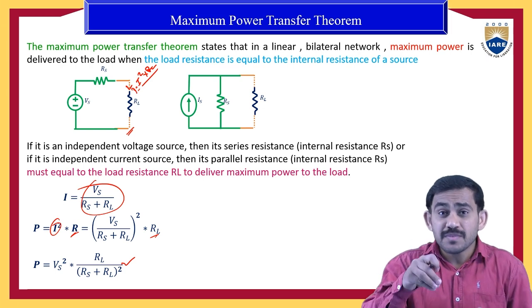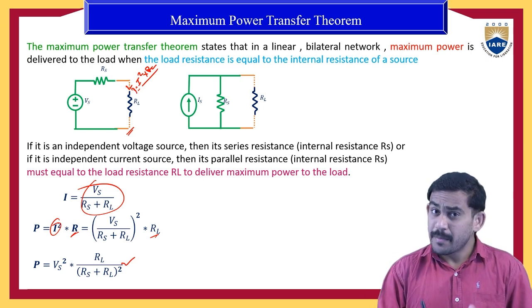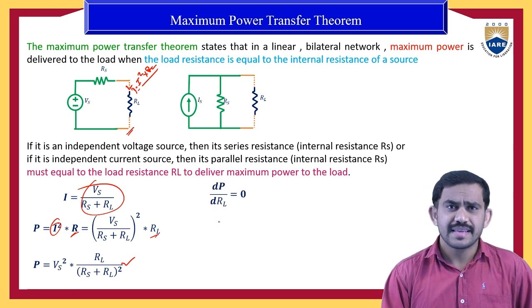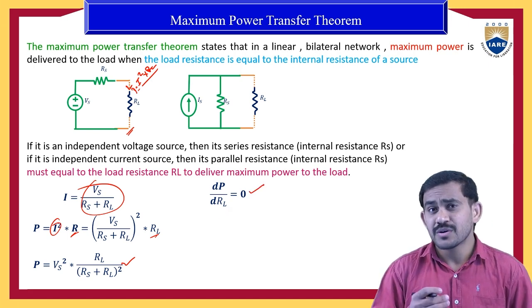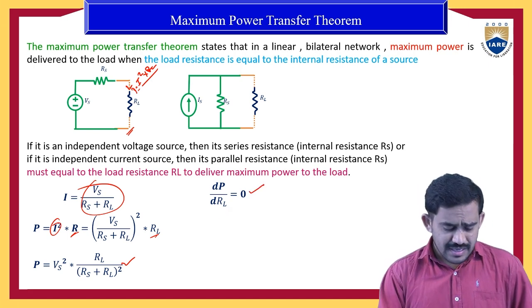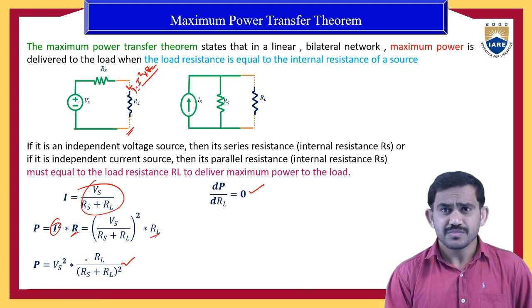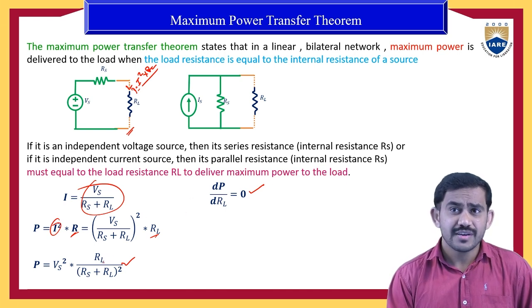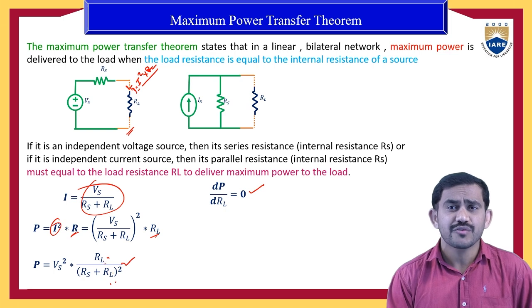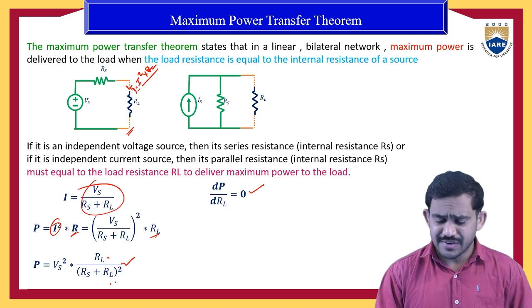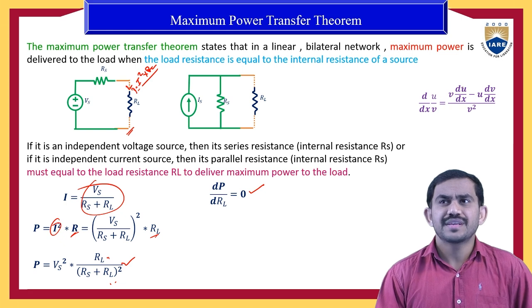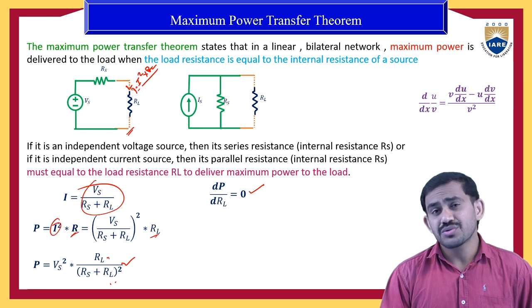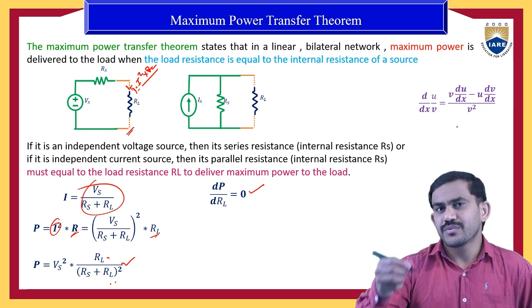But I need to find the maximum power. For this, differentiate the power and equate it to 0, that is dP by dRL equals 0. This is the equation for the maximum. Now observe the P equation. With respect to RL, you require the derivative of a u by v form. What is the u by v formula for the derivative? That is v into du by dx minus u into dv by dx, all by v square.